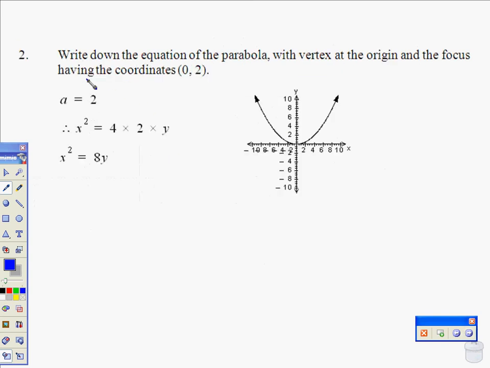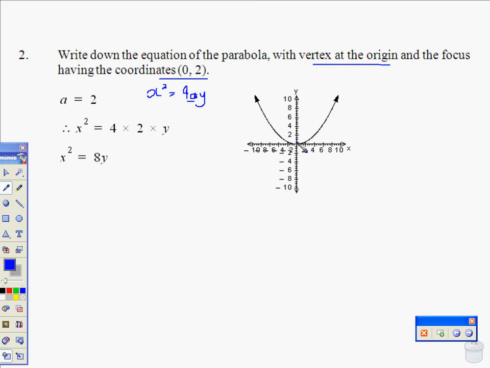So in this problem, write down the equation of the parabola with a vertex at the origin. You know your vertex is at the origin, and your focus has the coordinates (0, 2). Well, we know our equation is going to be in the form of x squared equals 4ay, because we're told it's a parabola, so we can start with that premise. We know x and y are going to be variables. a is the only one that's going to be fixed, and a is the focal length.